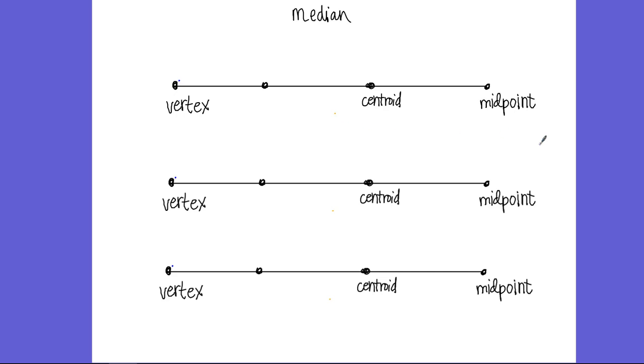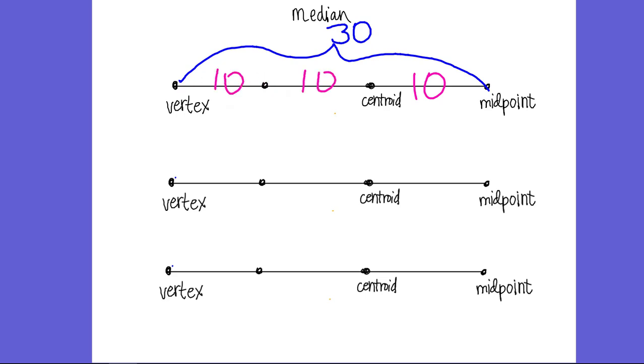So let's say we knew the whole entire length of the median. Maybe we said the whole median was 30 units long. Well, I am essentially dividing that whole median into thirds, so I'm going to divide it by 3. So from the midpoint to the centroid, that's 1/3, so that would be 10. And then from the centroid to the vertex, that's 2/3, so each of those thirds is 10, so from the centroid to the vertex, that would be 20. So this would be my 1/3 part, this would be my 2/3 part.